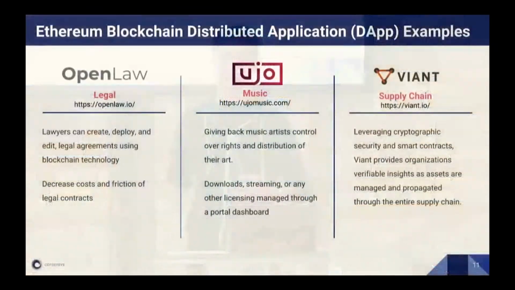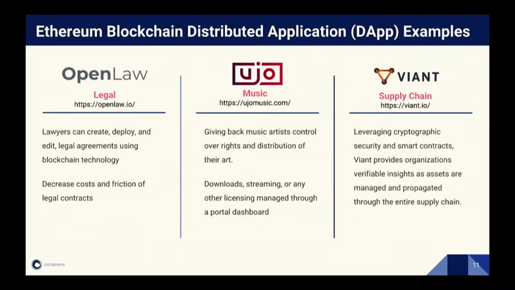Ujo Music allows music artists to actually control the rights of their art. Downloading, streaming, and licensing is built into the platform, which gives music artists more power and allows more people to actually use their music without a bunch of distributors taking cuts, eliminating a lot of middlemen in the system. Viant is our supply chain product.